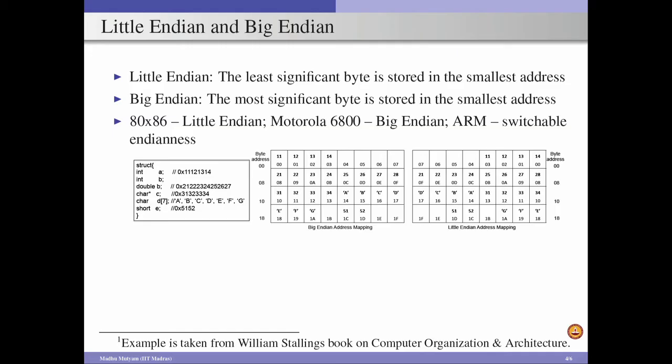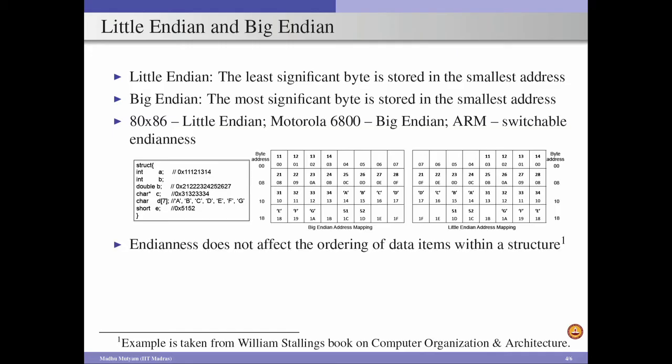So this actually says that endianness does not affect the ordering of data items within a structure. Even if you see the entire example, which is a struct consisting of a collection of variables of different data types, we have not changed the order among these elements of the structure. The same thing is true even with arrays, because in this particular case it's a character array. Each character takes 1 byte of space. As a result, at the byte level, the endianness will not change.